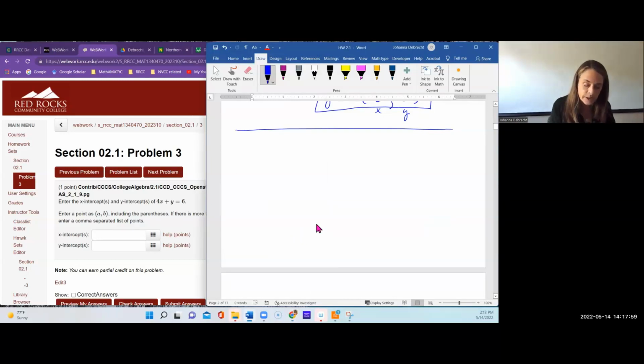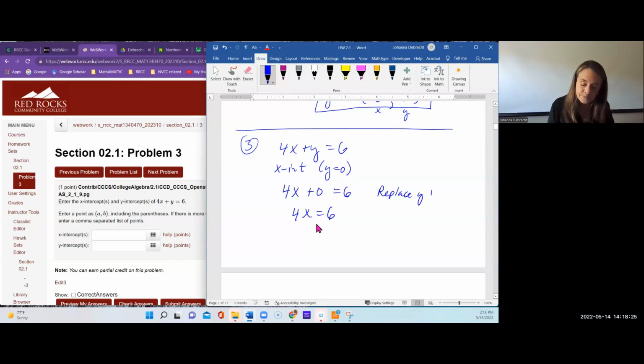This time we have the equation of 4x plus y equals 6. Looking for the x-intercept, we know that y is equal to 0 because the opposite team gets the ball. That gives us 4x plus 0 equals 6. And that tells us that 4x equals 6. So we are replacing y with 0. And then we simplify. Now we need to solve for x or isolate x. And that gives us x equals 6 divided by 4.